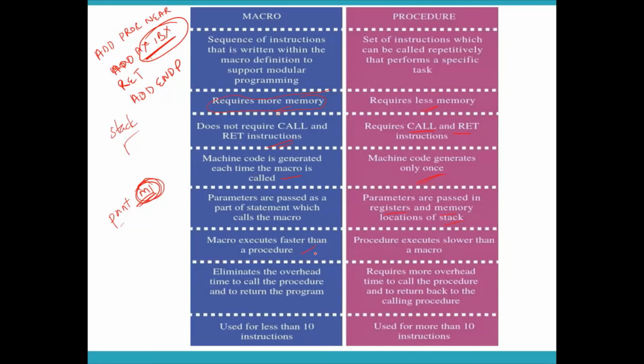Macros execute faster than procedures. Procedures are comparatively slower. Why? Because in the case of procedures there is the overhead of call and return, and procedures are comparatively slower because of that reason. So you do not have the overhead of call and RET in macros, but in procedures you have that overhead of using call and return instructions, because of which procedures are slower in comparison to macros. But if you compare in terms of memory consumption, macros consume more memory than procedures. Okay, so did everybody understand the difference between macros and procedures?